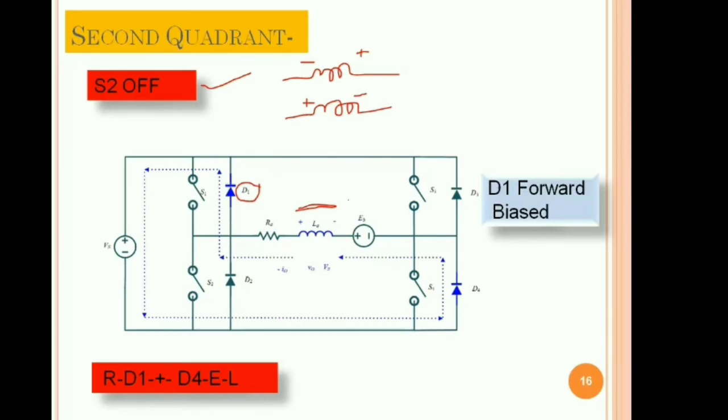Now the direction of the current flow is like this, mentioned with the dotted blue line. The current flows from resistor RA, then diode D1, then the positive terminal, then the negative terminal, then through D4, then back EMF and inductance. So in this way the current flows. Previously the inductor was charged, now it is discharged through D1 and D4. So this is about the second quadrant operation of the DC chopper.